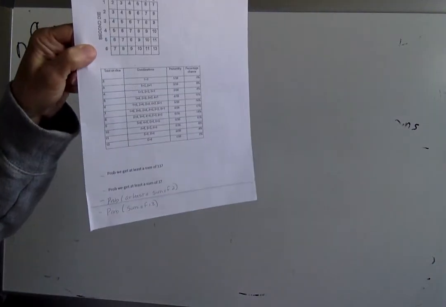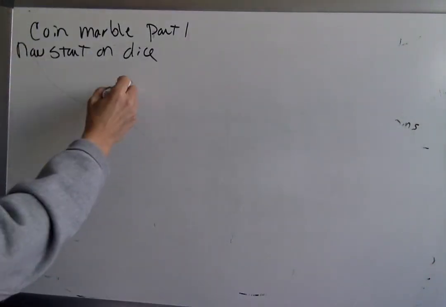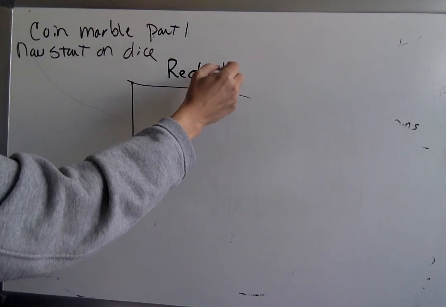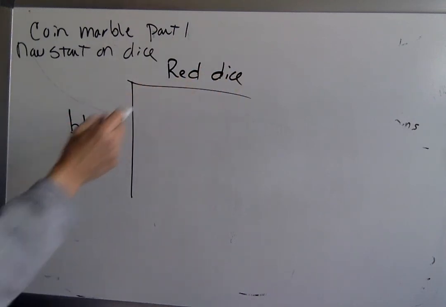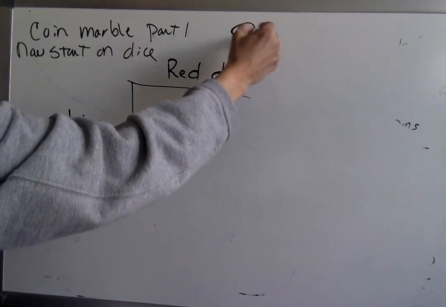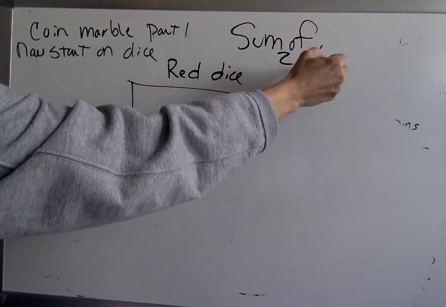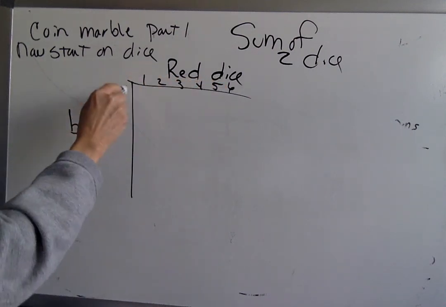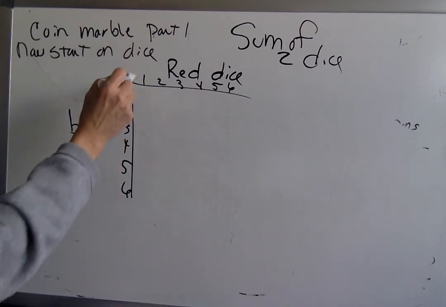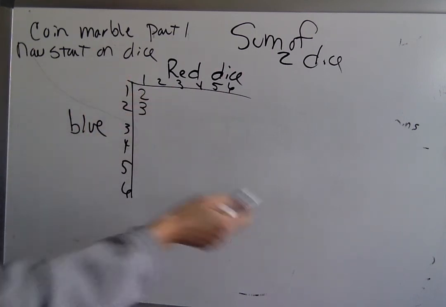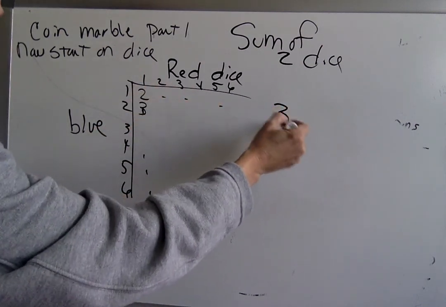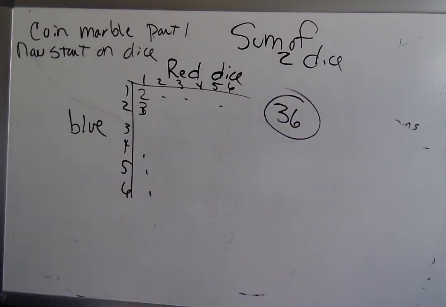So I stole all of these little graphics off the internet. I'm going to tweak this just a little bit. Where it says first die, call that a red die, and call this one blue. And remember, we're doing the sum of 2 dice. So 1, 2, 3, 4, 5, 6. 1, 2, 3, 4, 5, 6. 1 plus 1 is 2. 1 plus 2 is 3, etc. So that's what that chart's representing. And you can see 6 times 6, there are 36 ways to roll 2 dice.